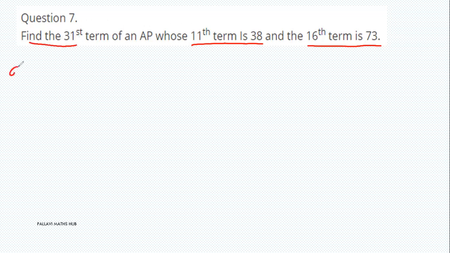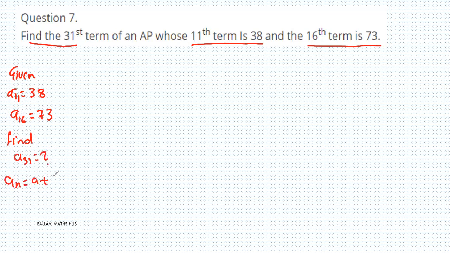First write down the given information. Given 11th term is 38, meaning A11 equals 38. Next, A16 equals 73. You need to find the 31st term, A31 equals question mark. We know the formula AN equals A plus N minus 1 into D. Here for A31, the value of N is 31, but you don't know the value of A as well as the value of D.